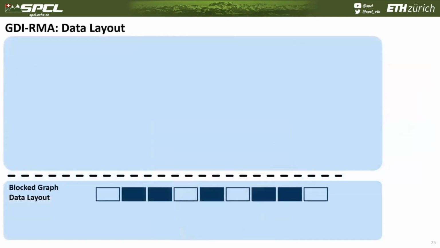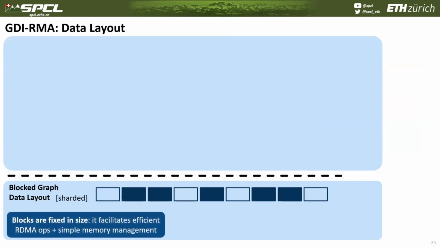For this, we propose the GDI-RMA data layout that consists of two parts. On one hand, we have the underlying part called the blocked graph data layout, which really is a distributed sharded memory pool of fixed-size blocks that serve as our storage for keeping this graph data. The blocks are fixed in size, which means that the design facilitates efficient RDMA operations and simplifies memory management.